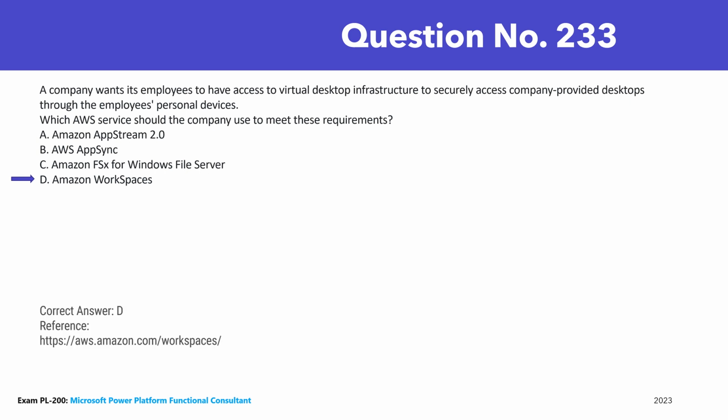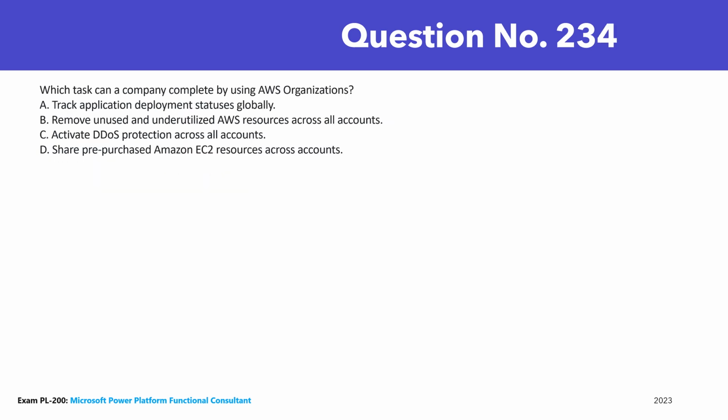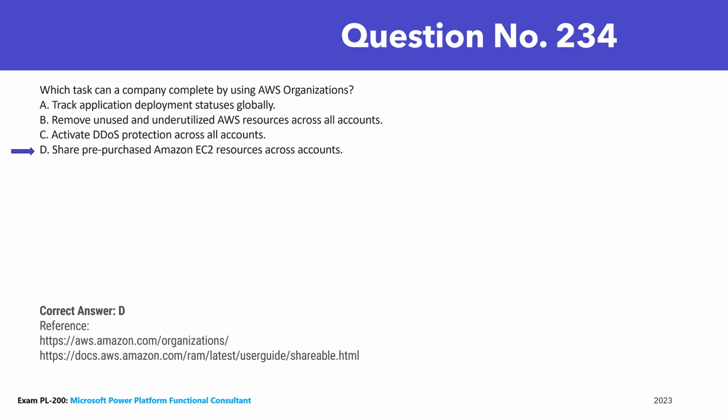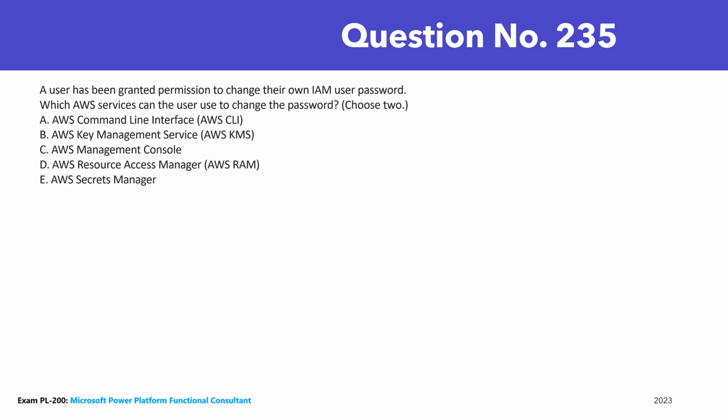Which task can a company complete by using AWS Organizations? A. Track application deployment statuses globally. B. Remove unused and underutilized AWS resources across all accounts. C. Activate DDoS protection across all accounts. D. Share pre-purchased Amazon EC2 resources across accounts. Correct answer, D.